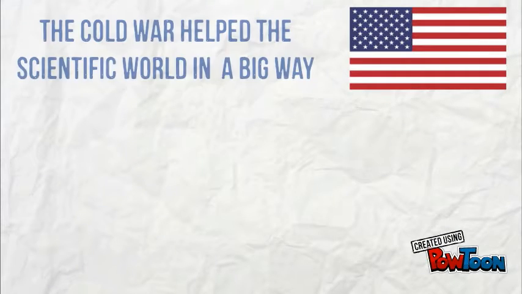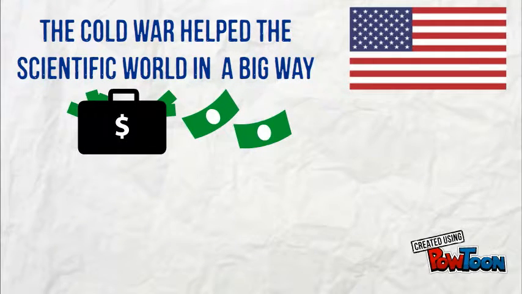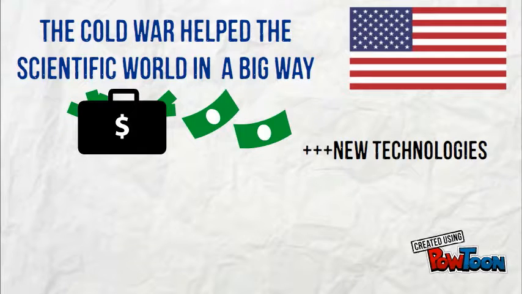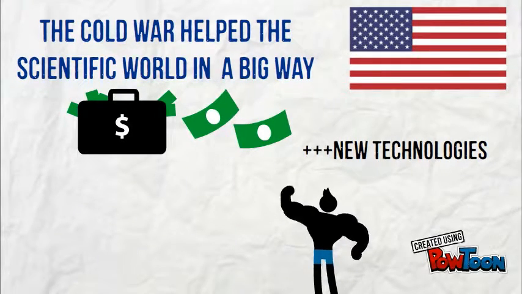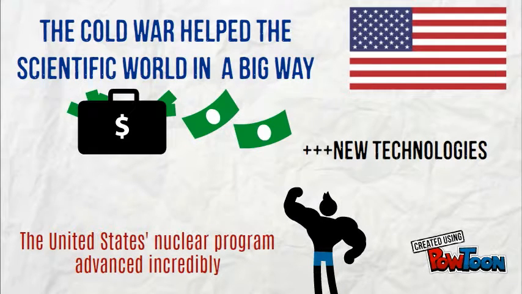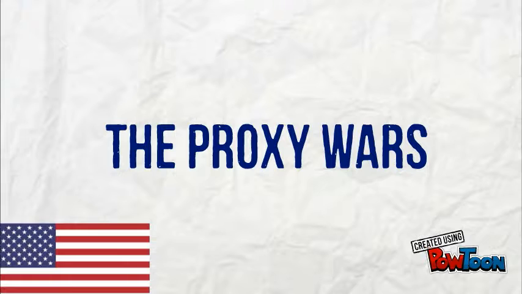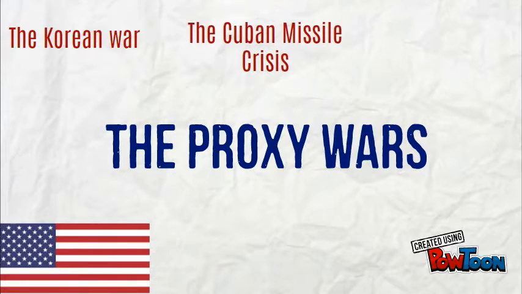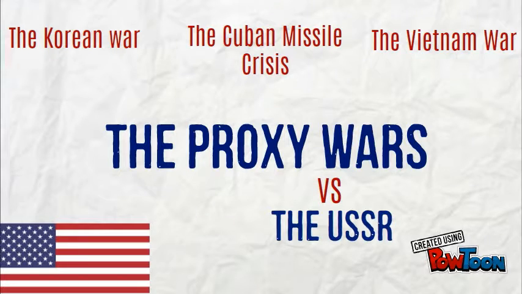The Cold War helped the scientific world a great deal. New technologies were invested in as tons of cash flowed from funding to new experimental technologies. The USA made great progress in this as it was able to develop a successful nuclear program. They lost the space race as the USSR placed a man in space first, but they were able to beat them to the moon. The US was involved in three major proxy wars: the Korean War, the Cuban Missile Crisis, and the Vietnam War, all against its former ally, the Soviet Union.